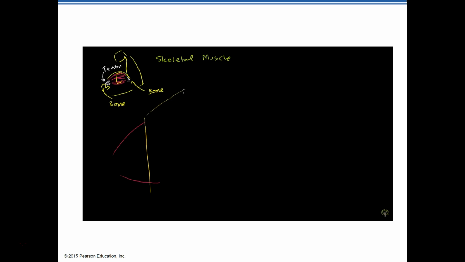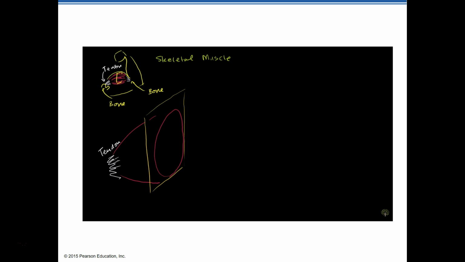So this is the cross section. This is where I've taken my cut. And then it'll look something like this. This is the inside of this muscle over here. Now, I said back here we had our tendon.